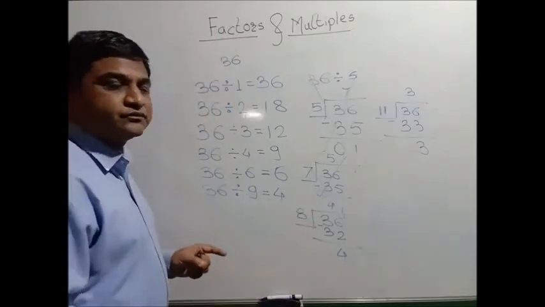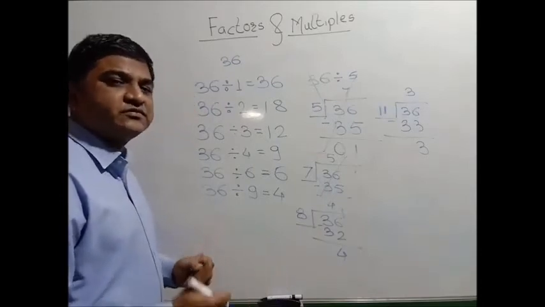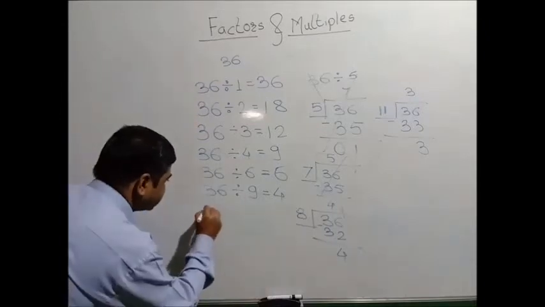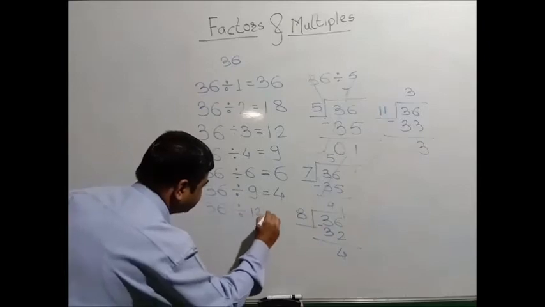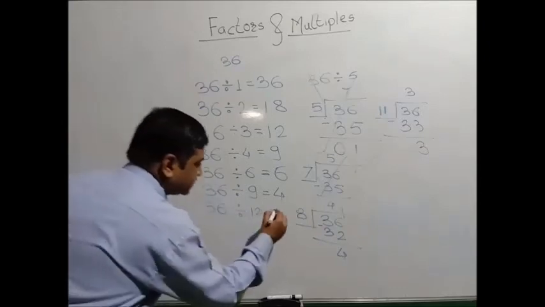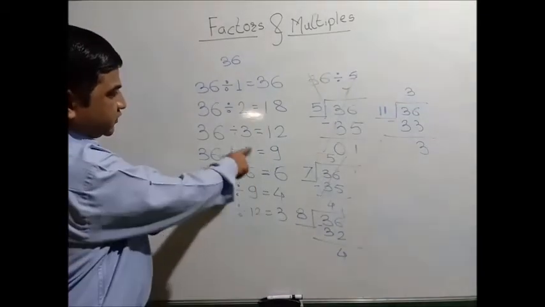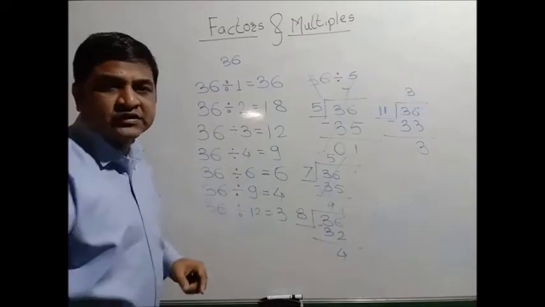What about 12? I know that 12 3s are 36. So if I divide 36 by 12, the remainder will definitely be 0. So 36 divided by 12, the answer is 3. But you can see that on the other hand, when 36 is divided by 3, I will get a quotient of 12.